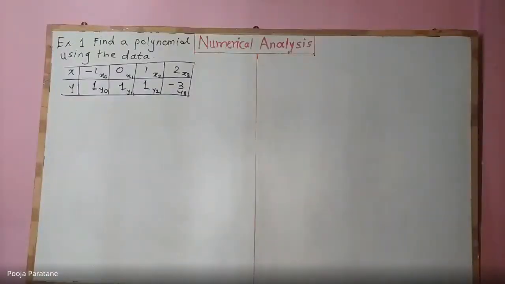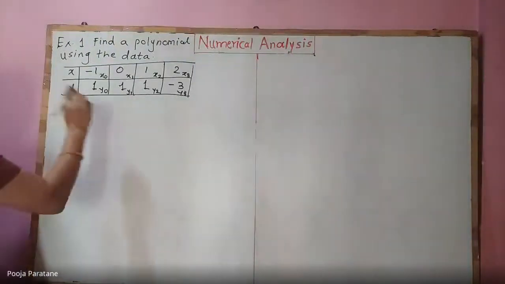So you can see here this example in which we have to find the polynomial using this data. Here the values of x are -1, 0, 1, 2. Now this data is equally spaced, so we can use forward, backward, as well as Lagrange's interpolation formula. But as we have to see the technique of Lagrange's interpolation, we will use Lagrange's interpolation formula here.